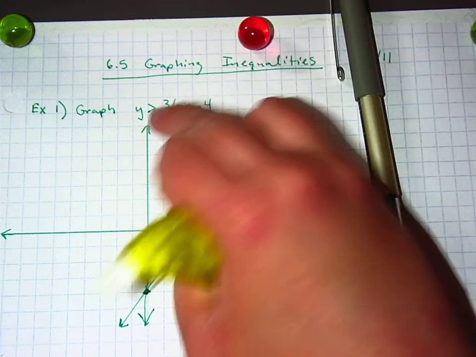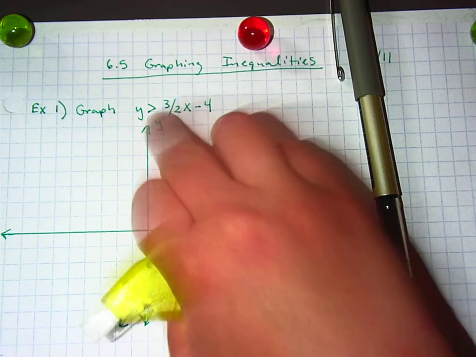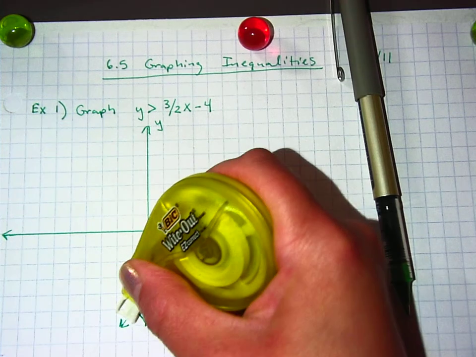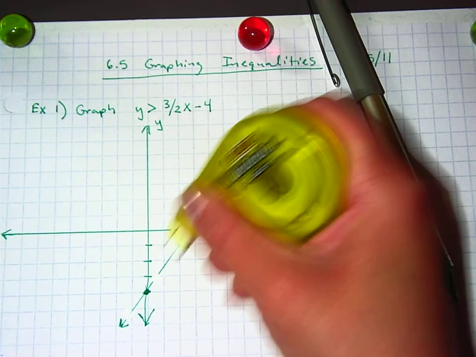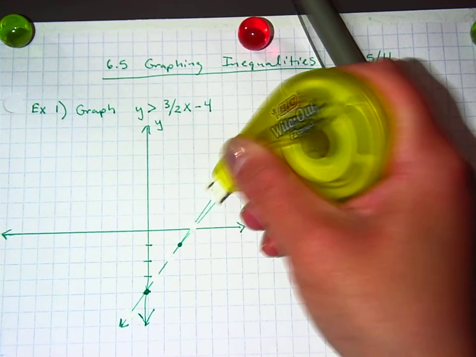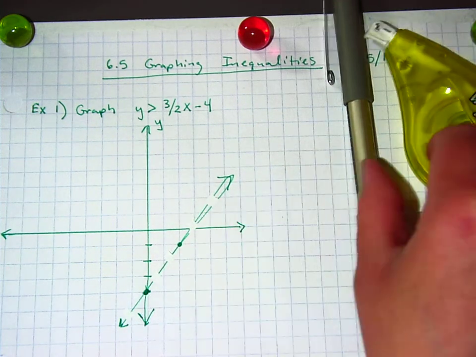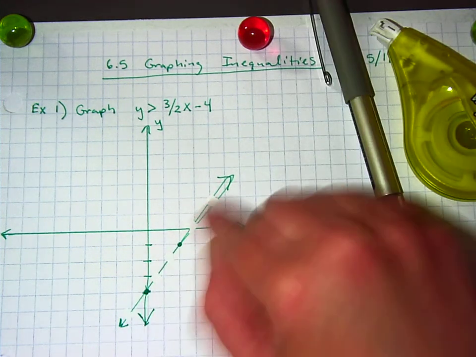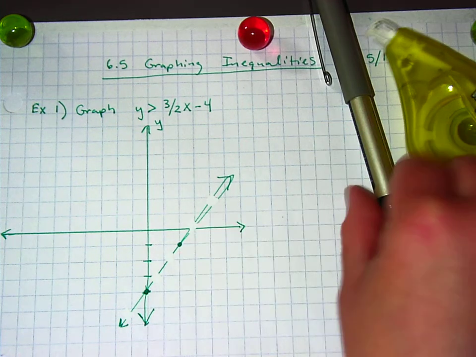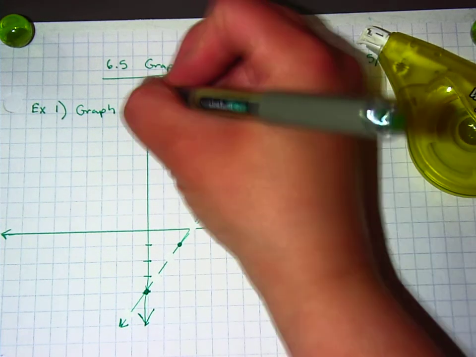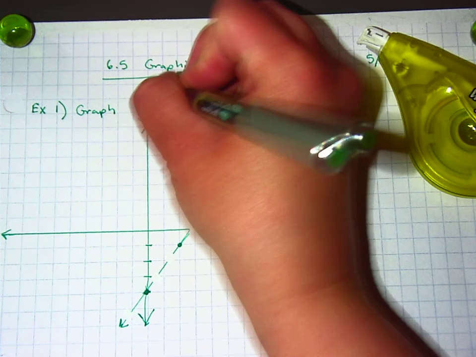So, this line right here is greater than. And if it was greater than or equal to, we would make this a bold line. But because it's not equal to, this line is actually going to be dotted. So it should look like a normal line that you would draw, except it's got spaces in between. And that just implies that the answer is not on that line. And then we're going to shade above the line.